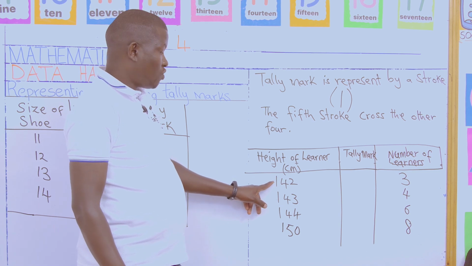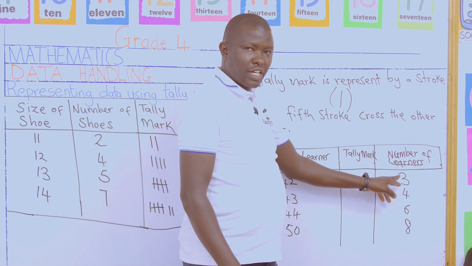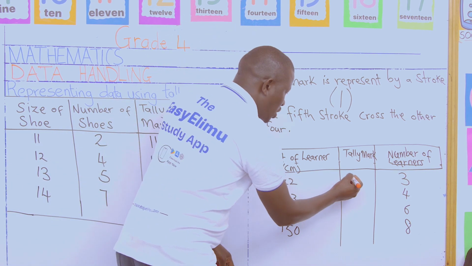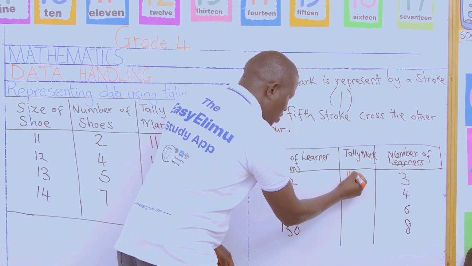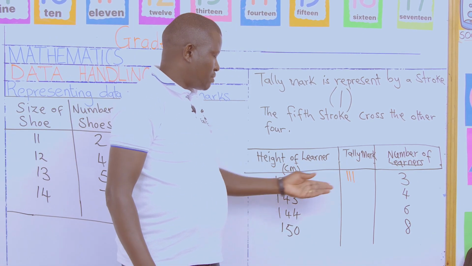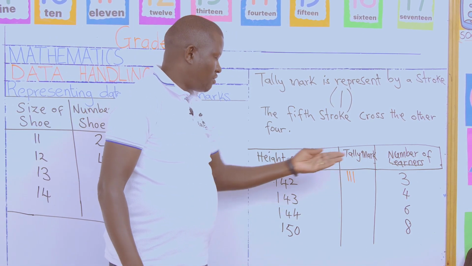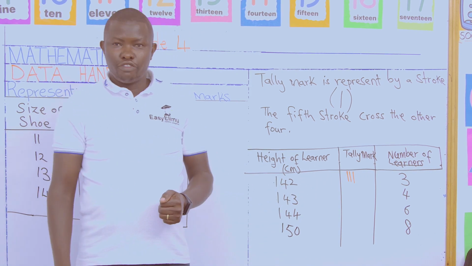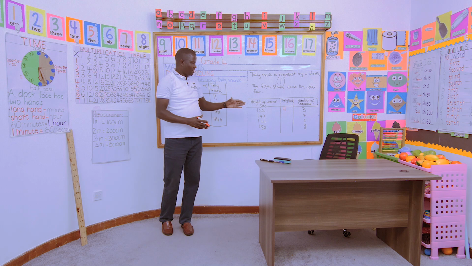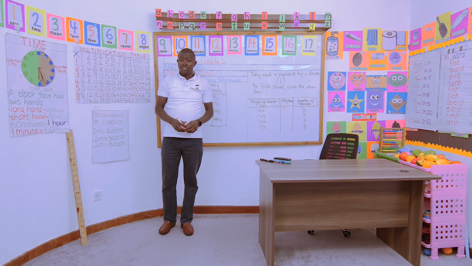Learners who have the height of 142 centimeters are 3. So what shall we do in the tally mark column? You only indicate 3 vertical strokes. That tally mark represents the number of learners who have a height of 142. And now, learners, you can finalize the others as our task for today.